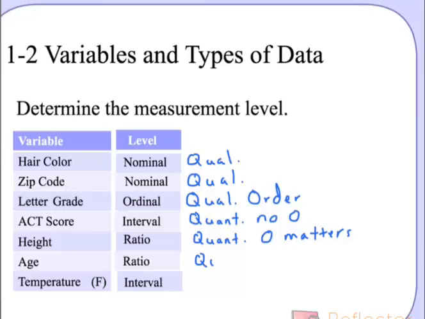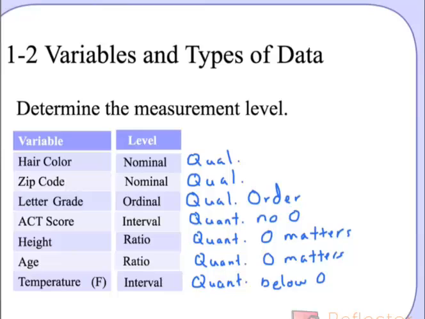Age is quantitative and zero matters. Temperature is quantitative. We have a zero, but we can go below zero. So we can go below zero.